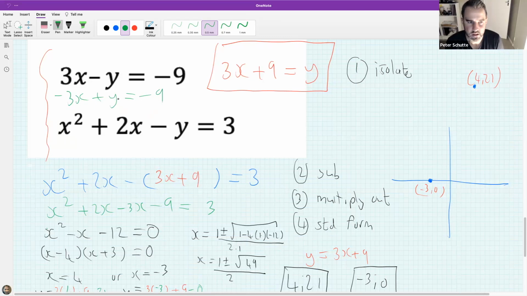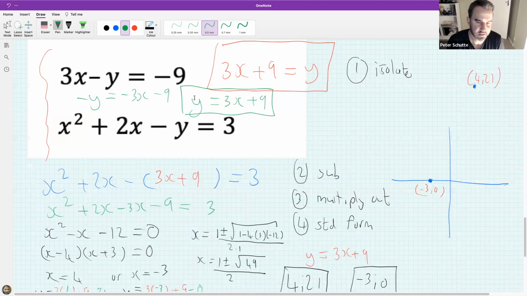No, I first took the 3x to the other side. Okay. So you had minus y equals -3x minus 9. Yes, sir. And then you multiplied by -1? Yes, sir. So then if you multiply that, you should get y on the one side, and on the other side you would get plus 3x plus 9, which is exactly the same. So that's completely fine.